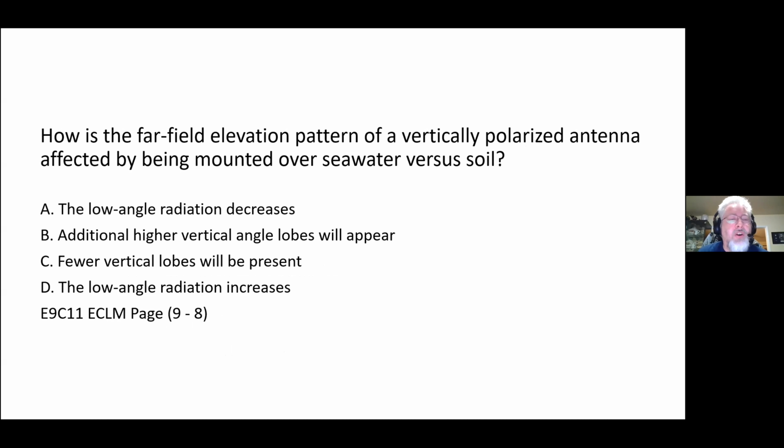How is the far-field elevation pattern of a vertically polarized antenna affected by being mounted over seawater versus soil? A, the low-angle radiation decreases. B, additional higher vertical angle lobes will appear. C, fewer vertical lobes will be present. Or D, the low angle radiation increases. Delta. Delta is correct. The low angle radiation increases.